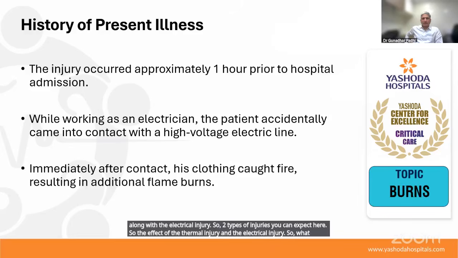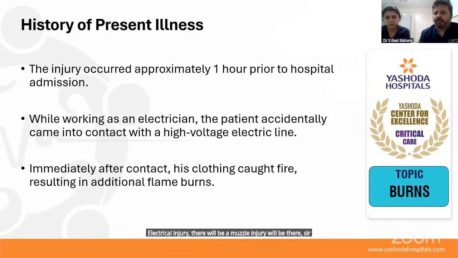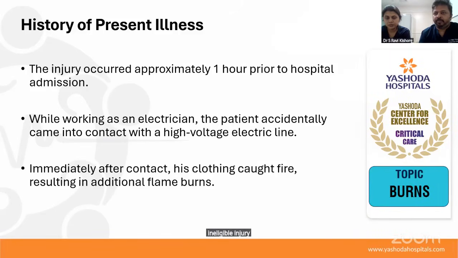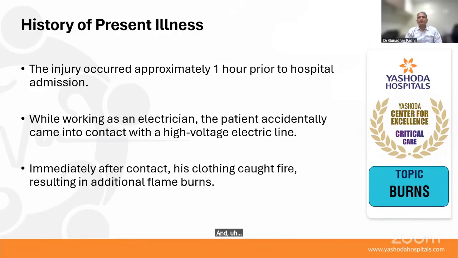So what are the effects of the electrical injury particularly? In electrical injury, there will be a muscle injury, sir, and it can lead to rhabdomyolysis and myoglobin. There will be an increase in the myoglobin, and it can lead to pigment nephropathy and AKI in electrical injury. Whereas in thermal injuries, there will be an increase in the capillary permeability and extravasation of the fluid, and it can lead to edema of the tissues. Correct.